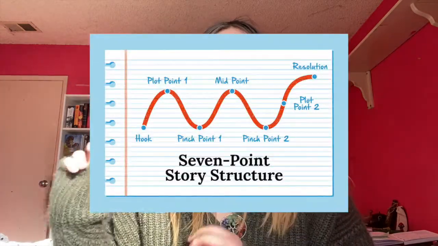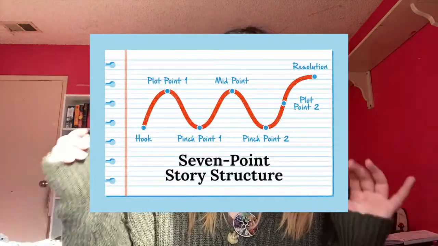The 7-point structure is, in my opinion, very similar to Freytag's pyramid, but will give you just a teeny bit more direction. But there are obviously lots of other structure types out there, like the hero's journey structure, for example. Question number 2, what is the 7-point structure?